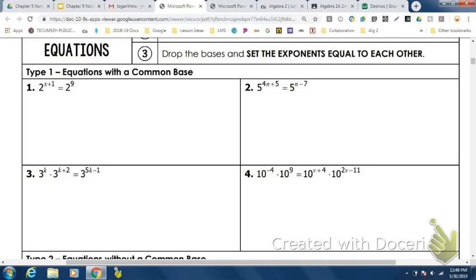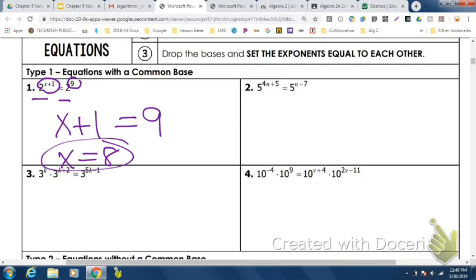Okay, sorry about that. So if you have a common base, like these both have 2, then their exponents would be equal to each other. So x plus 1 equals 9. So x equals 8.